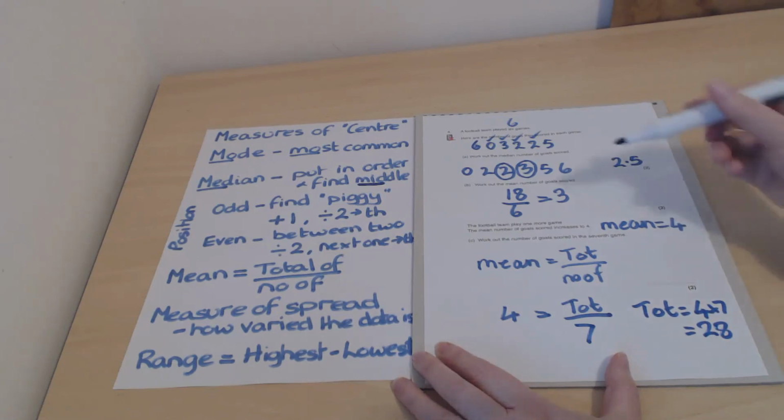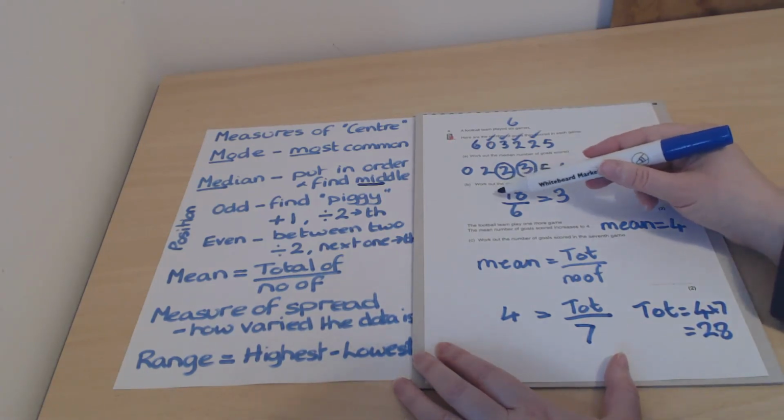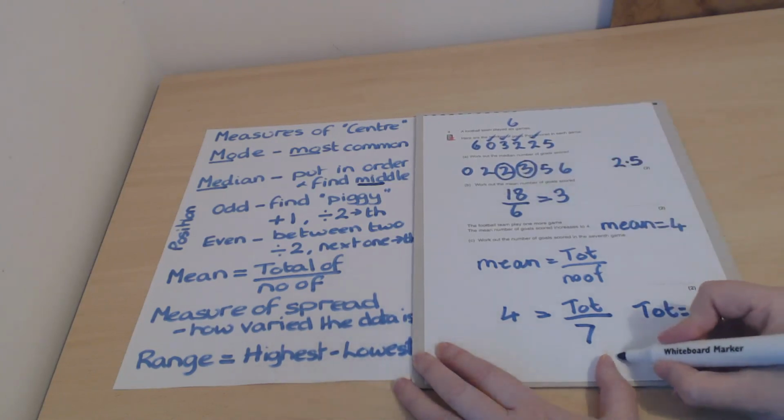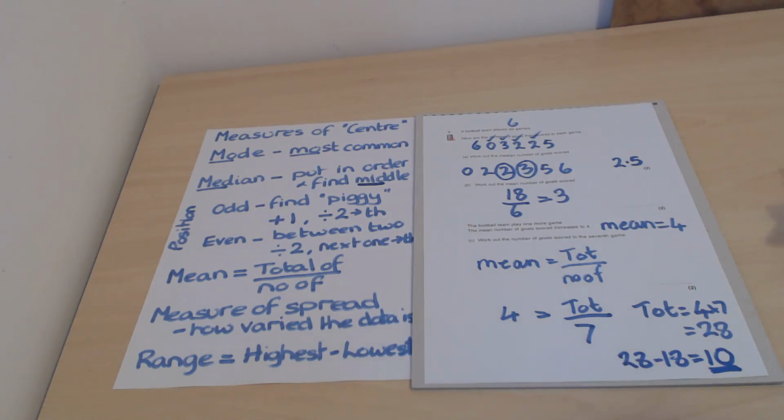Now, remember up here we worked out how many goals had been scored in the 6 games. That was 18. So if we take that away from the 28, that leaves us with how many goals must have been scored in that last game to change the mean from 3 to 4. So they obviously had a very good game.